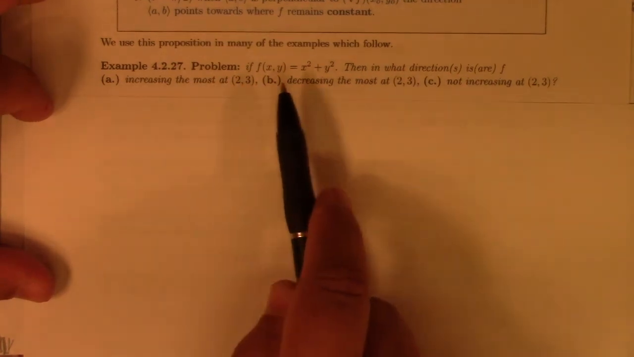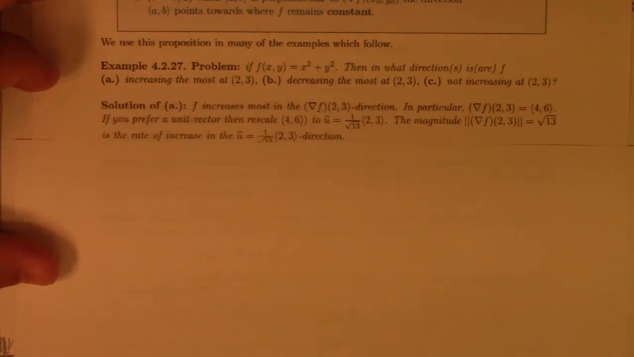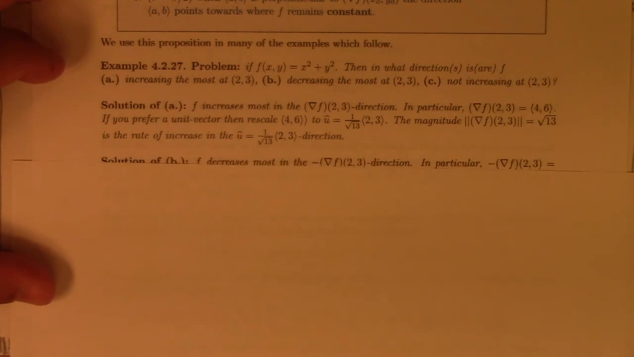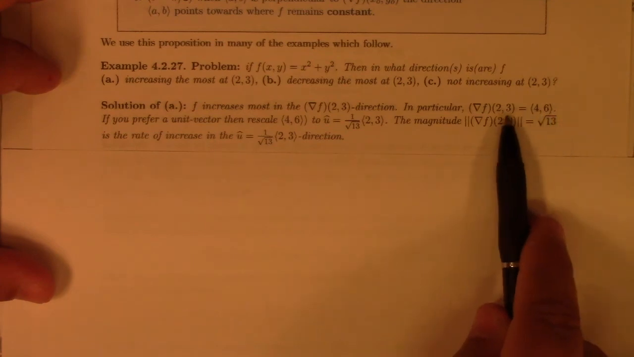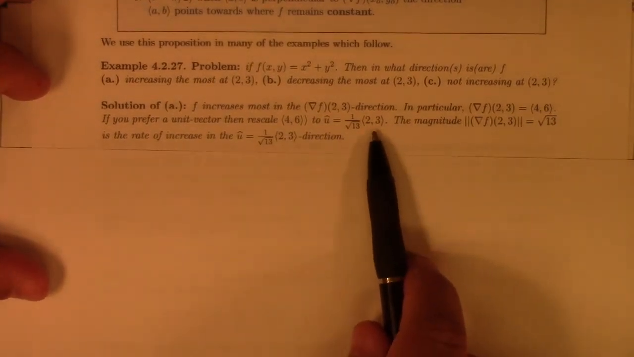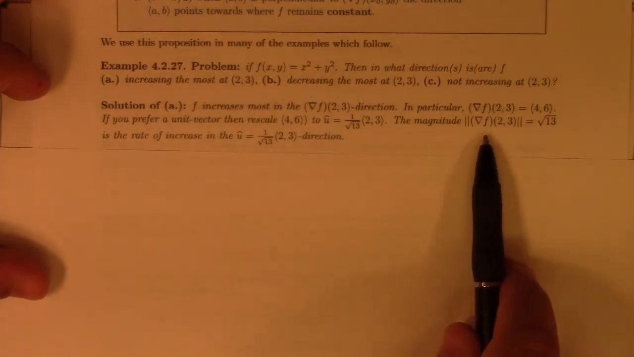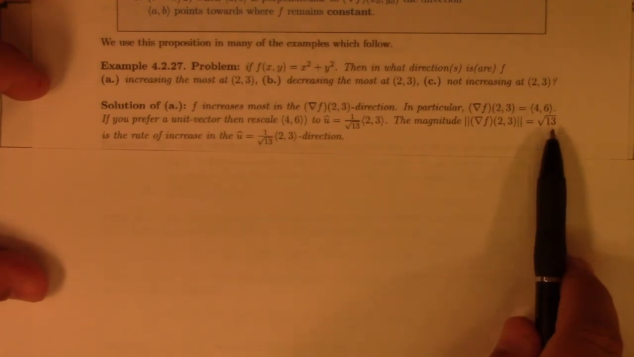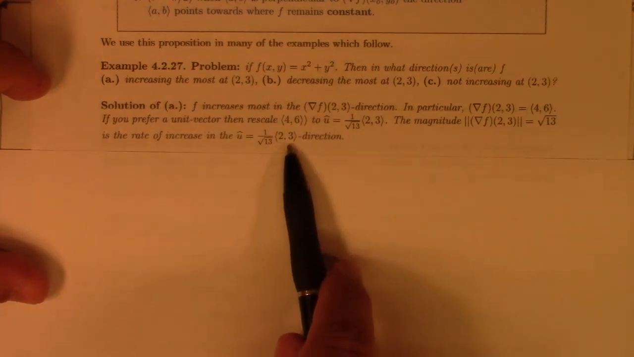So theta equals 0, theta equals 180, theta equals 90, right? Essentially. But we've got to think about plus or minus directions too. When we calculate the gradient, we get 4, 6 at that point 2, 3. And so we make that into a unit vector. We get 1 over root 13 times 2, 3. And so anyway, the magnitude of the gradient vector is root 13. That is the maximum rate of change, and it happens in the 2, 3 direction, or the unit vector 1 over root 13, 2, 3 direction.